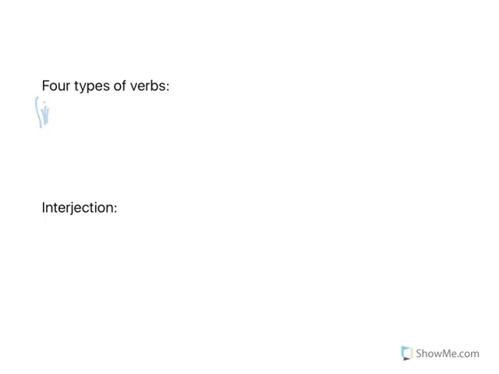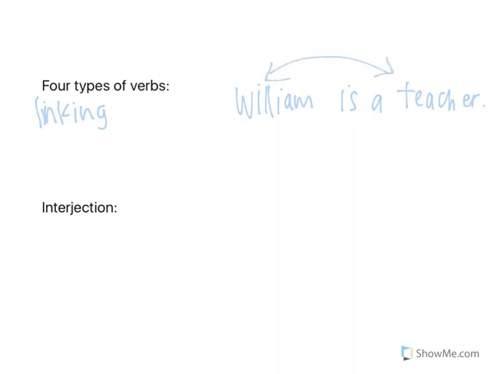All right, so then we have a linking verb, which is the type of verb that links the subject to the predicate. So, William is excited. Is our linking verb because it helps link the word excited to William. This is also the case for maybe something like William is a teacher. In this case, teacher is a predicate noun, and is still linking William to teacher. William is teacher.